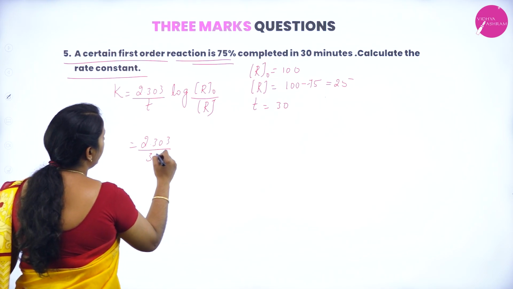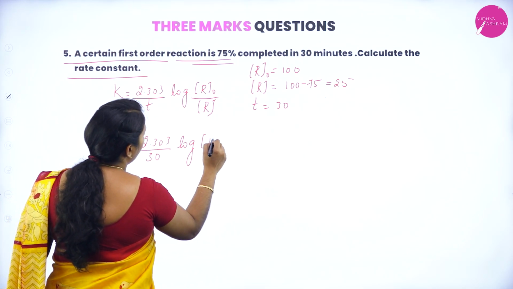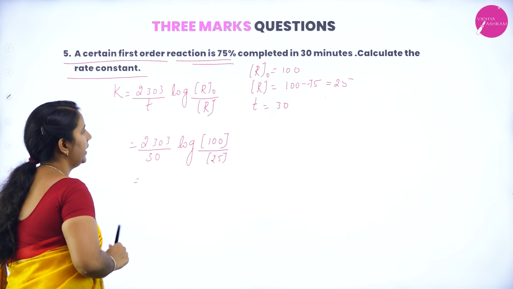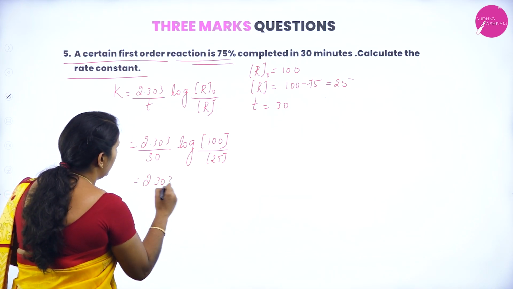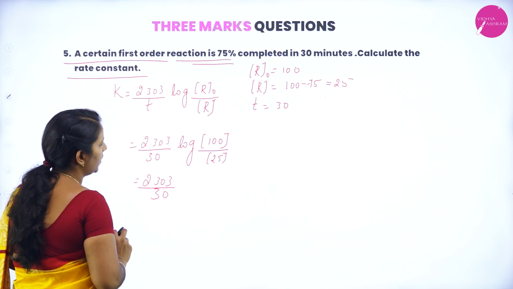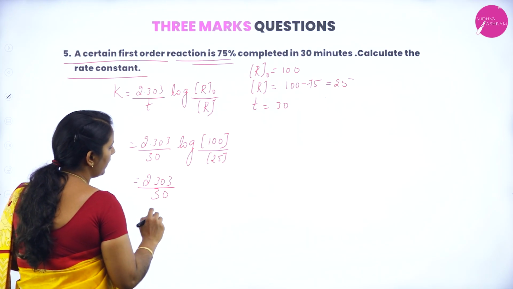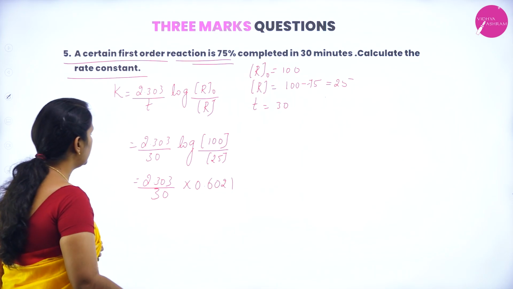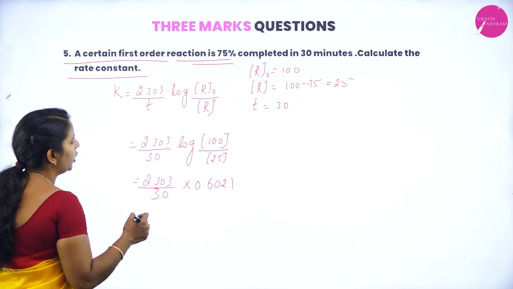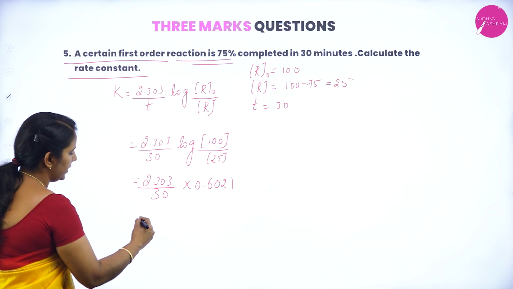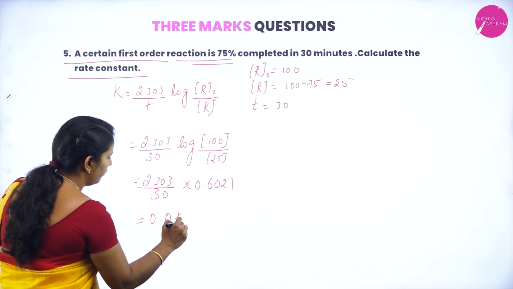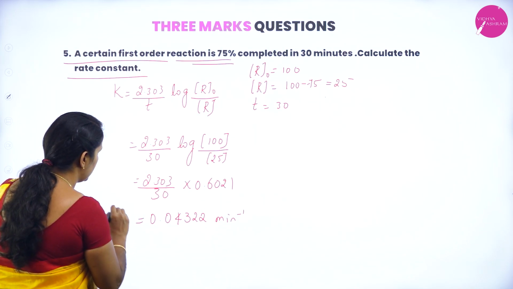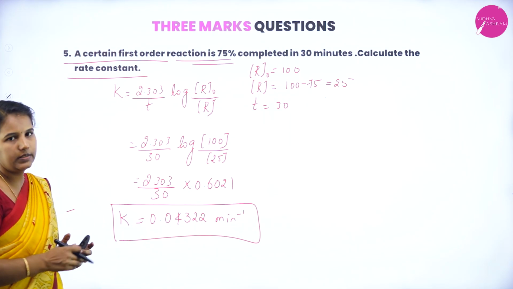K is equal to 2.303 divided by 30 into log of 100 divided by 25. So how much will you get? If you find the log value of 100 divided by 25, you will get 0.6021. Now if you multiply 2.303 into 0.6021 divided by 30, you get 0.04322 per minute. Why per minute? They have expressed the time in minutes.